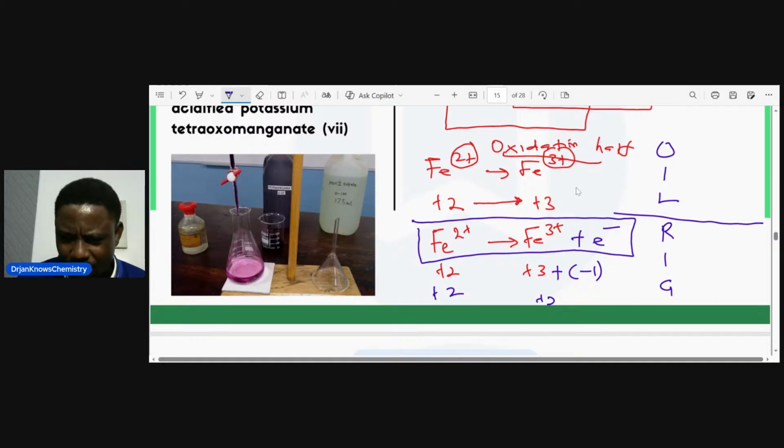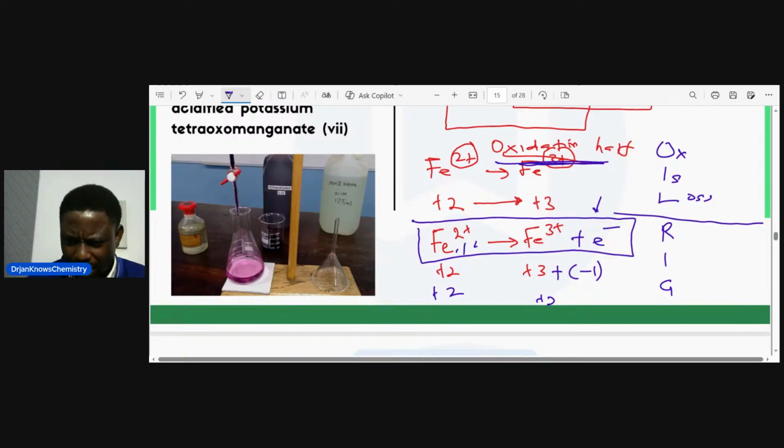OIL RIG is very simple. It means that oxidation is loss of electrons. Look at this. This is Fe. You are losing an electron. The electron is at the product side, so that means it gives out an electron. So I've told you two reasons now why this reaction is oxidation. Number one, there is an increase in oxidation number from plus 2 to plus 3. Number two, the electron is on the outer side, which means giving it out. If I add it to this place, that means it is gaining it. But in oxidation, we say oxidation is loss.